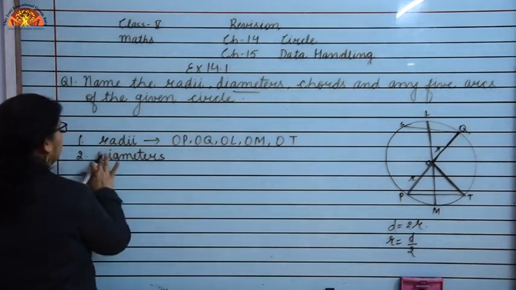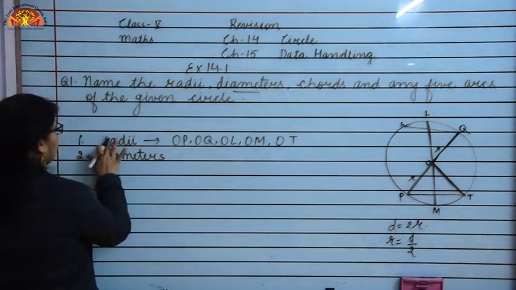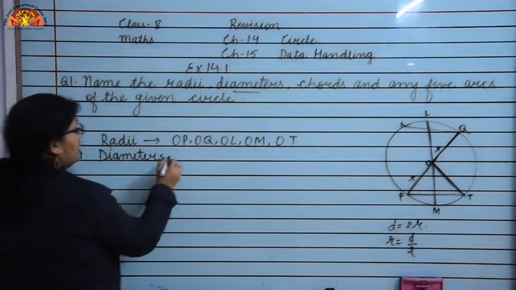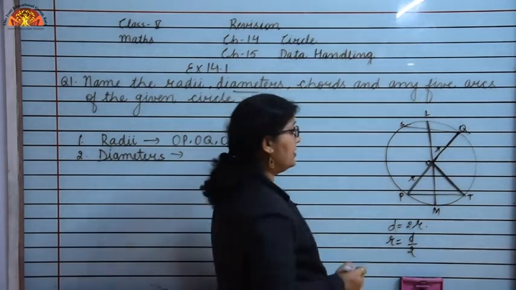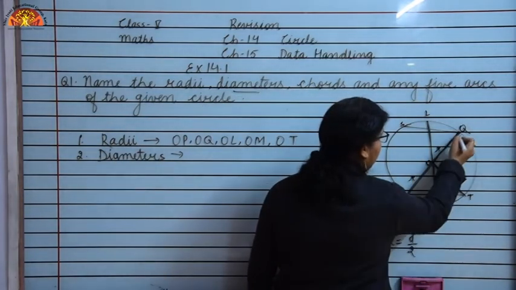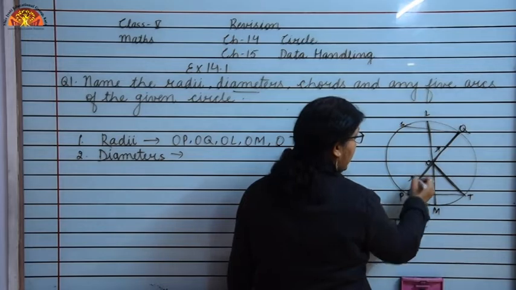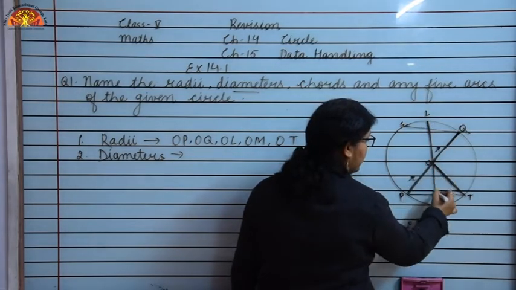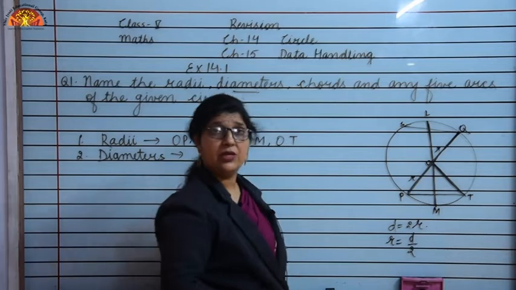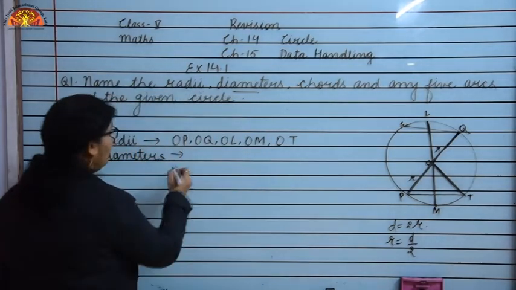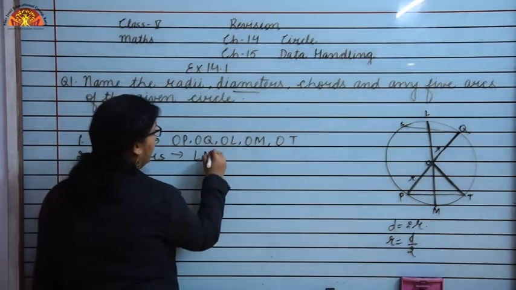Now diameters. A diameter is a special type of chord which passes through the center. So PQ is the diameter of the circle and LM is also a diameter of the circle, because these two chords pass through the center. So LM and PQ.